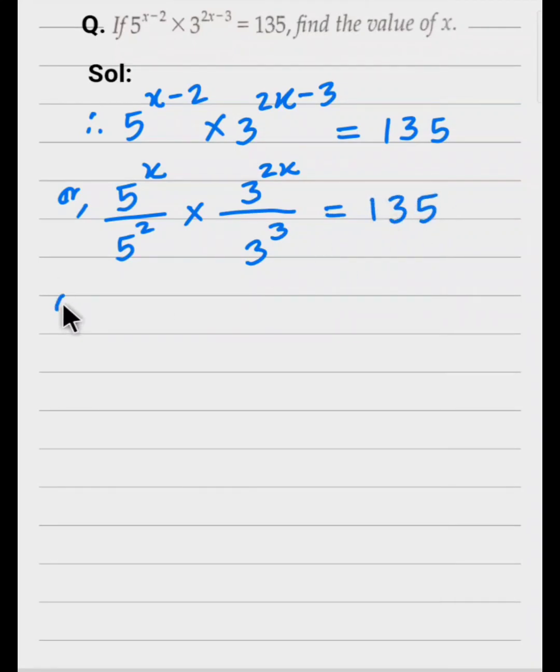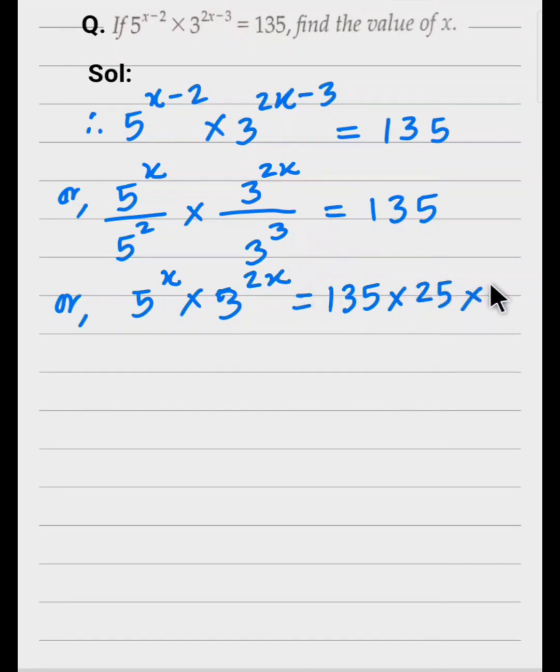Now see, 5 to the power x into 3 to the power 2x would be equal to 135 into, now see, this and this will come to the right side. So 5 to the power 2 means 25, and 3 to the power 3 means 27, right? So now see, like 5 to the power x and 3 to the power 2x.